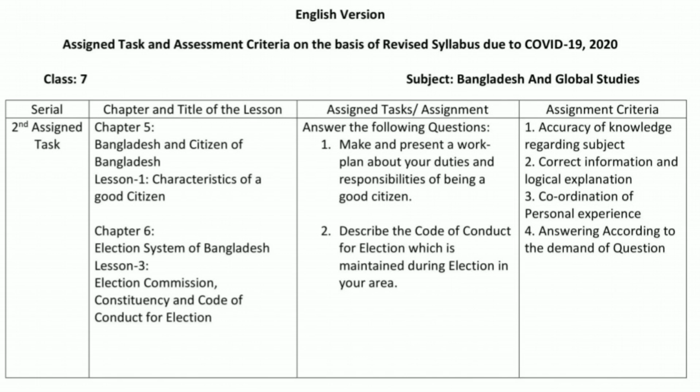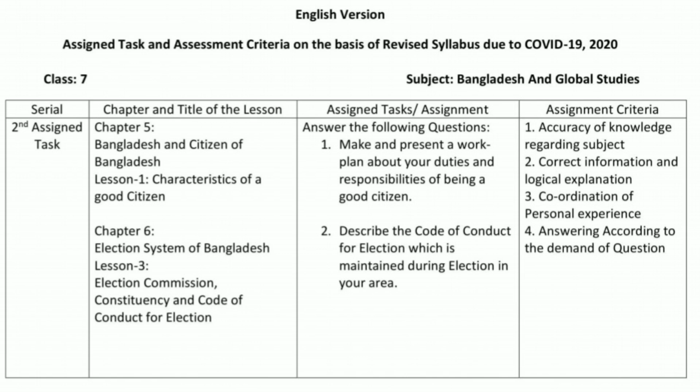Chapter 5 is on Bangladesh and citizen of Bangladesh. Chapter 6 is Election System of Bangladesh, Lesson 3: Election Commission and Constituency and Code of Conduct for Election. There are two questions on this chapter. Answer the following questions. First question is make and present a work plan about your duties and responsibilities for being a citizen. Second question is describe the code of conduct for election which is maintained during election in your area.